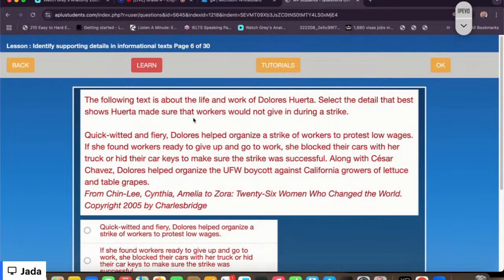All right, so following the text about the life and work of Dolores Huerta, select the detail that best shows Huerta made sure that workers would not give in during a strike. So, what is it? Is it the first or the second?